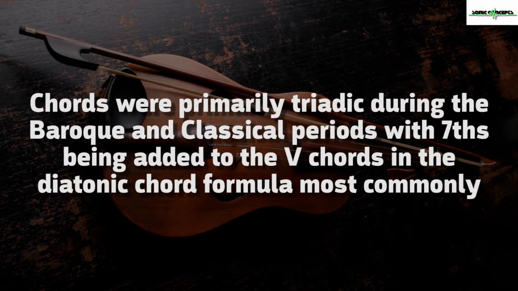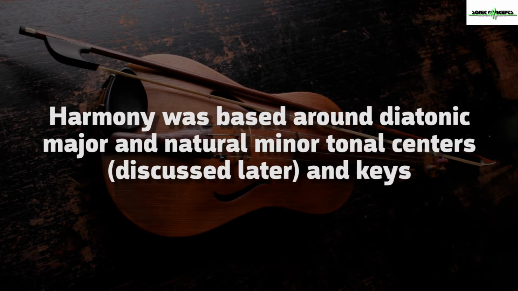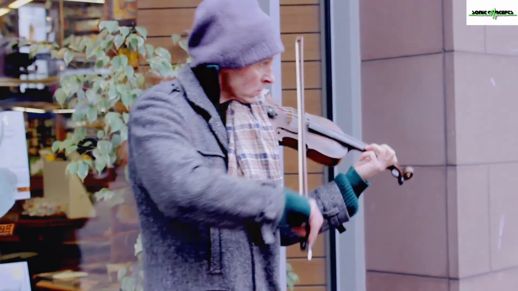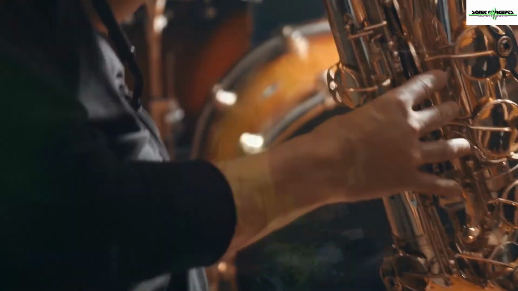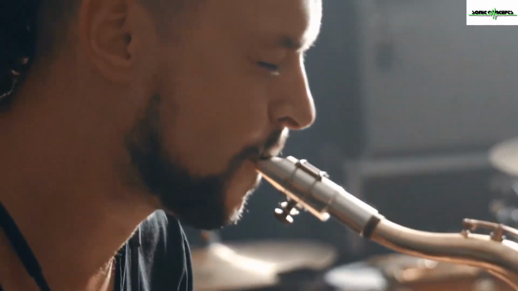Historically speaking, chords were primarily triadic during the Baroque and Classical periods, with sevenths being added to the V chords in the diatonic chord formula most commonly. Additionally, harmony was based around diatonic major and natural minor tonal centers and keys. In this respect, classical music and current commercial music have a lot in common. Seventh chords, on the other hand, are the fundamental building blocks of jazz and jazz chords.